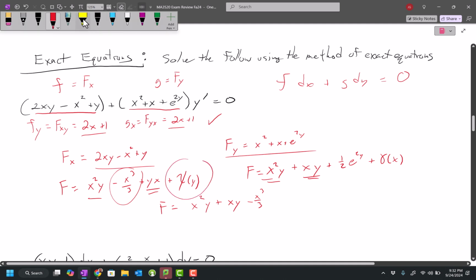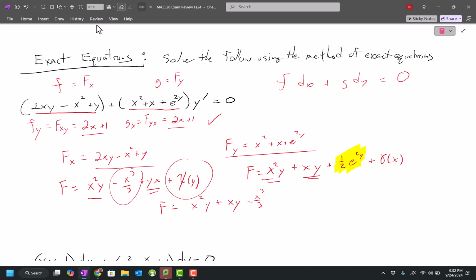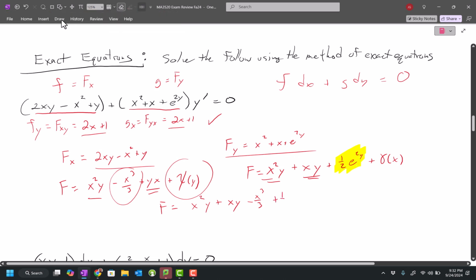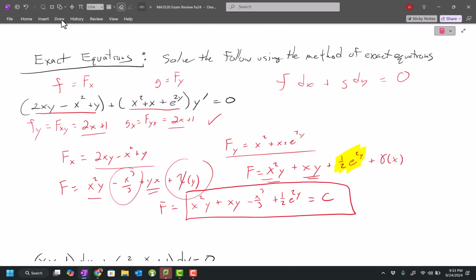I look to the other equation. I see this is the only piece that is just a function of y. That must be my psi of y. That's the last piece I need to form the function f. Now that's f, but my solution is f equals c. My solution is this equation equals constant. So that is the solution to my exact differential equation.